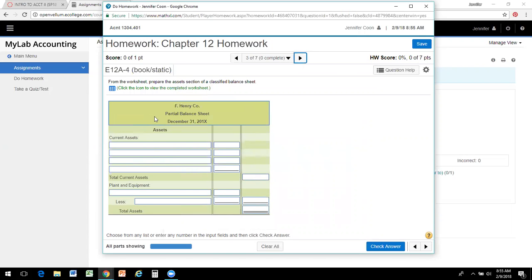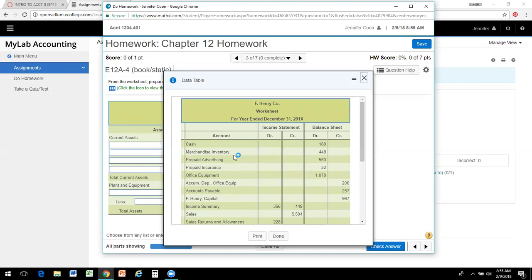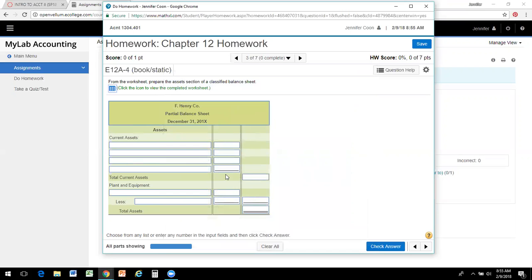We come in and do a balance sheet, and it's telling you partial balance sheet because it's having you just do the asset side right here. So make sure from your information that you have, you can identify what are current assets, what are your long-term or fixed assets, plant and equipment is what they're going to call it. You may not use all of these on this worksheet. You got to be able to identify those accounts and put them in the right order.